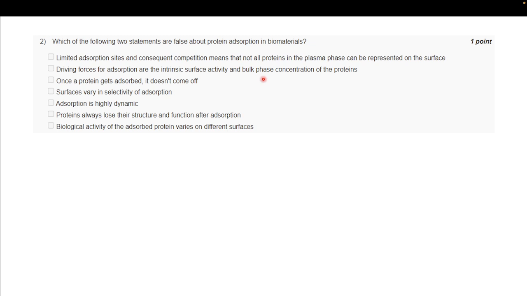The next question is, which of the following two statements are false about protein adsorption in biomaterials? We have a few options here and we have to select two of these which are false about the protein adsorption phenomena. So read through the options carefully, take your time, and if anybody wants to answer, you can start answering. I'll wait for a few minutes.